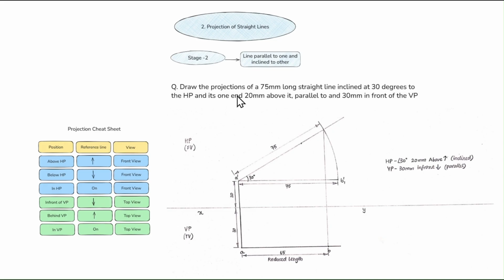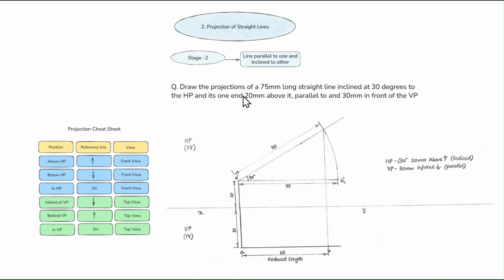Now you're mind blown. I don't understand what this question is. It is your inner feeling, right? Don't worry. How do you read the question? That is also a kind of skill. You need to understand this. First, what are the angles? 30 degrees is the only angle mentioned, because one is parallel and one is inclined, which means only one angle we are discussing.